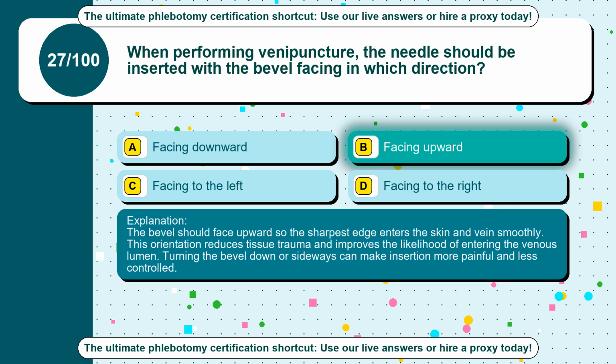The bevel should face upward so the sharpest edge enters the skin and vein smoothly. This orientation reduces tissue trauma and improves the likelihood of entering the venous lumen. Turning the bevel down or sideways can make insertion more painful and less controlled.